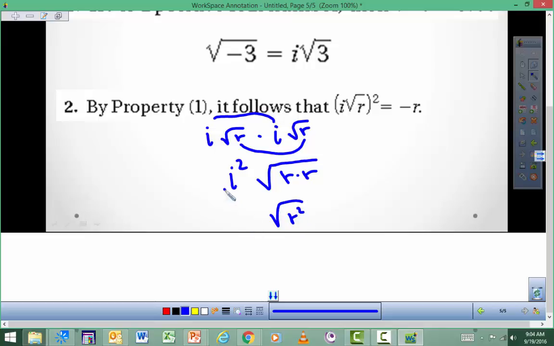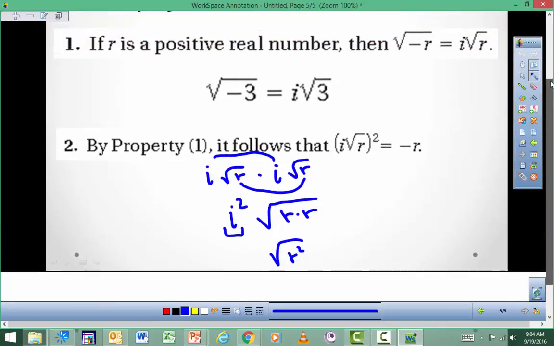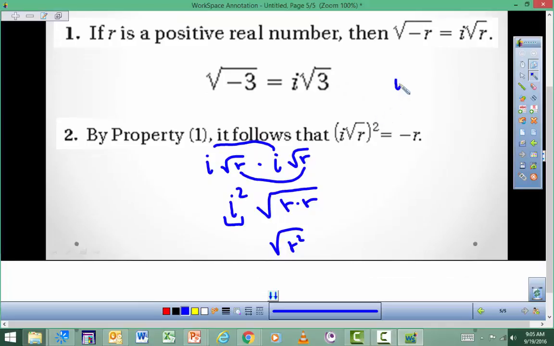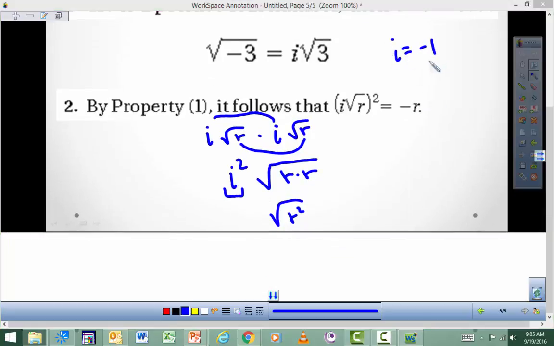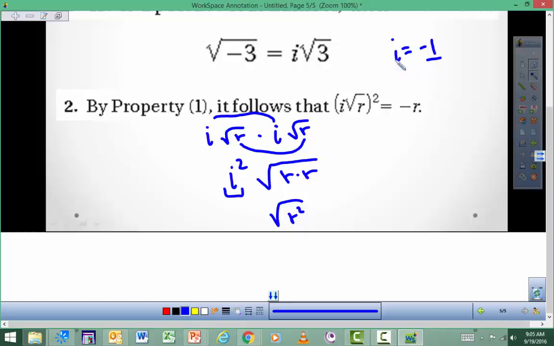And then i squared, we just found out from this previous slide that we had i squared is equal to negative 1. So there's a little connection to the real numbers now. Negative 1 is a real number. i squared is a complex number. And what we can do now is write this as negative 1. Well, the square root of r squared is simply r. So this is negative 1r, or you can just write it without the 1 involved, like that.